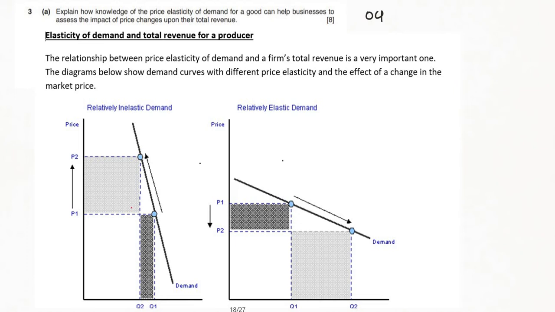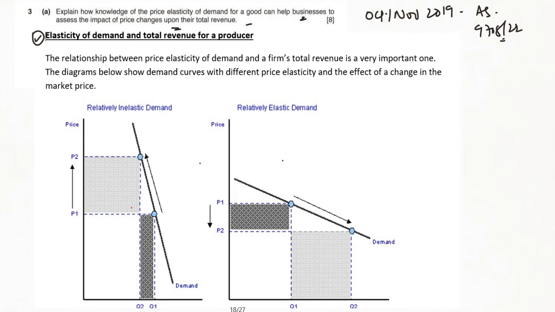This is the October-November 2019 Economics paper, AS Economics, paper 970822. Okay, so the question asks: explain how the knowledge of price elasticity of demand for a good can help businesses to assess the impact of a price change upon the total revenue. I have mentioned the topic in the highlighted text. It is elasticity of demand and total revenue for a producer.